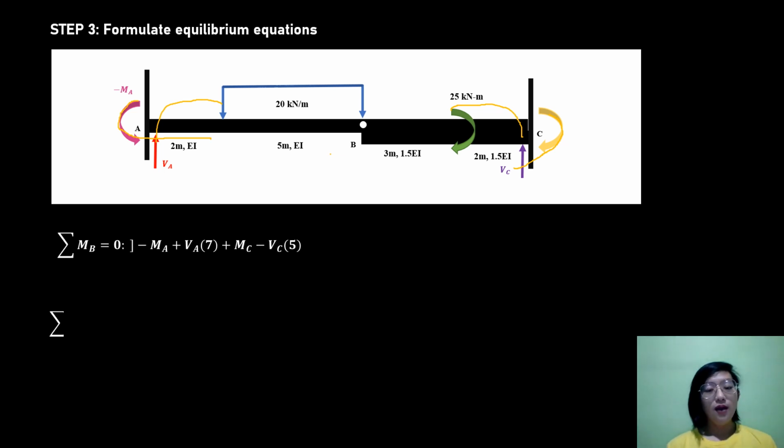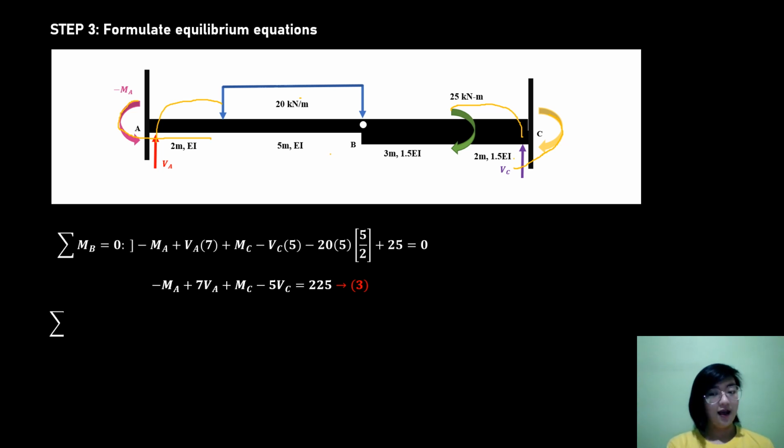And next is yung mga loads naman. So, we have here the rectangular load na pababa. So, magiging counterclockwise din siya. So, negative. Negative 20 times yung distance, which is 5, times yung centroid niya. Yung distance ng centroid niya to point B. So, 5 over 2. And then, lastly, the moment, which is 25. So, simplifying the equation, we will have negative MA plus 7VA plus MC minus 5VC equals 225. So, mas maganda na i-transpose nyo na kagad para mamaya input na lang tayo sa calculator.